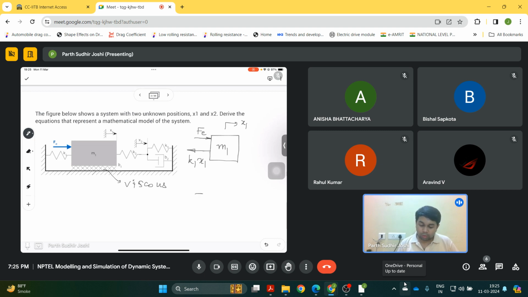So let's draw the free body diagram for the spring first, like k1. Its one end is fixed, so the force acting on both the ends will be k1 x1 itself. Now in case of the spring k2, both of its ends are being displaced, and the displacements of both the ends are different.